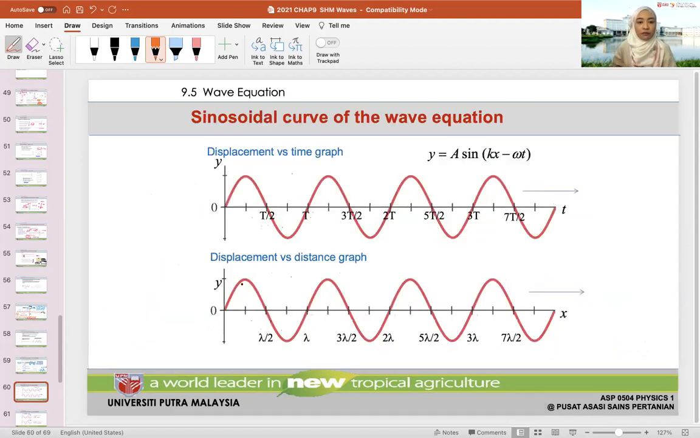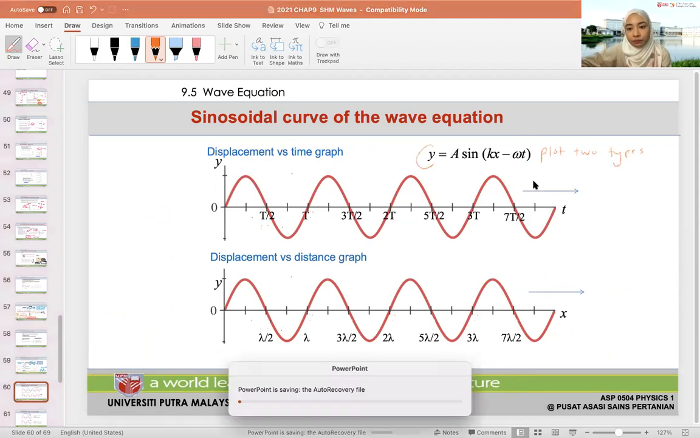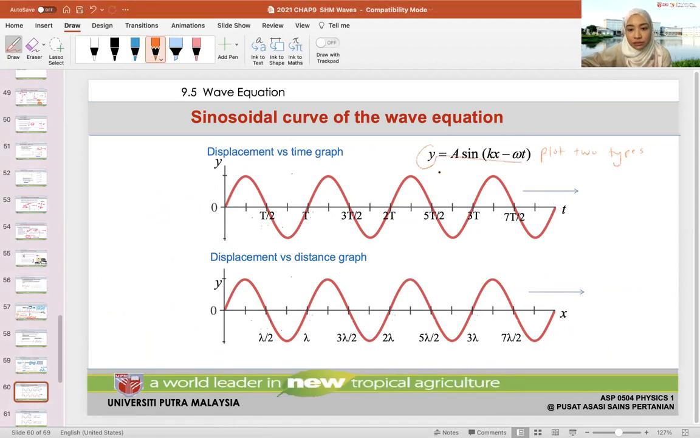And then we have, based on that mathematical representation that we talked about just now, we can actually plot two types of curve. Okay, the first one is displacement versus time graph. So Y versus T.